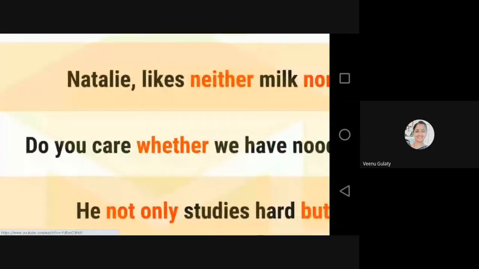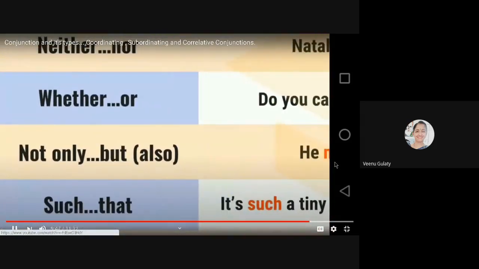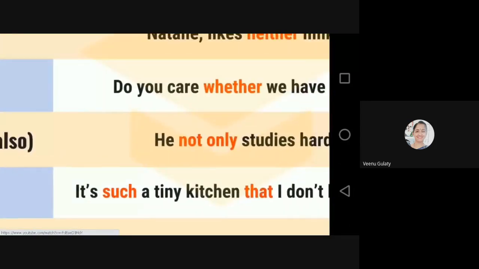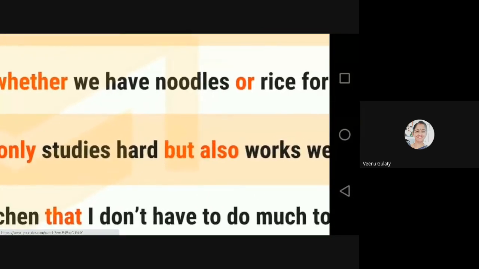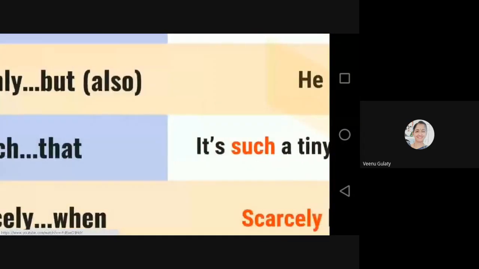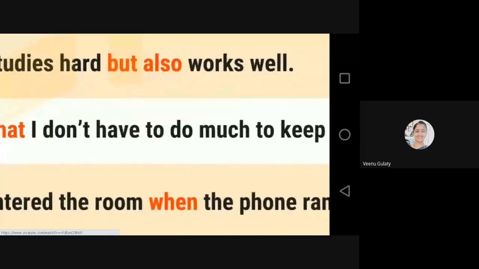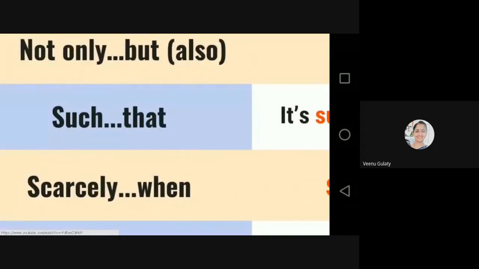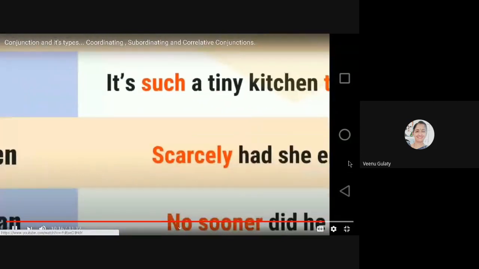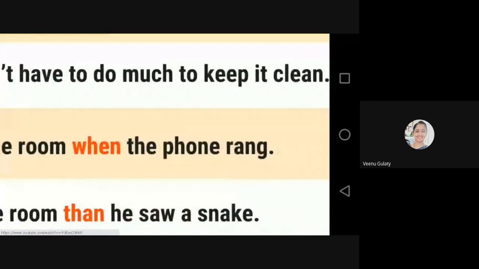Next, whether or. Example: do you care whether we have noodles or rice for dinner? Next, not only but also. That means both. For example, he not only studied hard but also works well. So he studied hard and works well, both. Next, such that: it's such a tiny kitchen that I don't have to do much to keep it clean. Next, scarcely when. This is most important. How do we use it in an example? Scarcely had she entered the room when the phone rang.